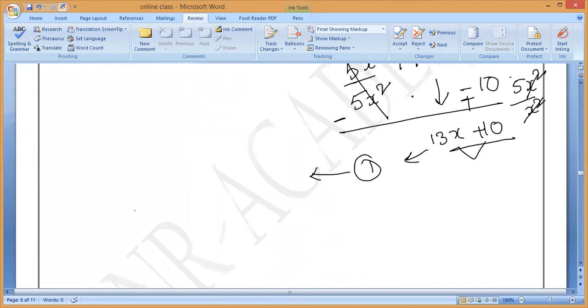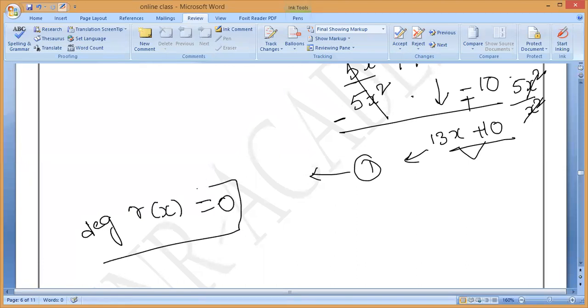Now this is the second one. Third one, right? Third one, what they are saying? Degree of R of x equals 0. Degree of R of x must be equal to 0, that is R of x is equal to 0. Now, till now in 2.3, 2.4, so many equations we have solved where R will become 0. That example directly you write it.